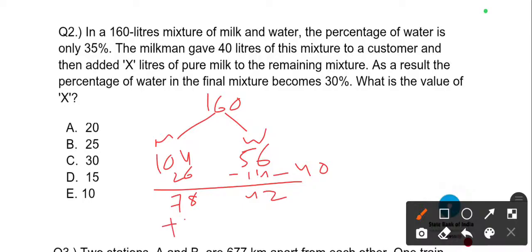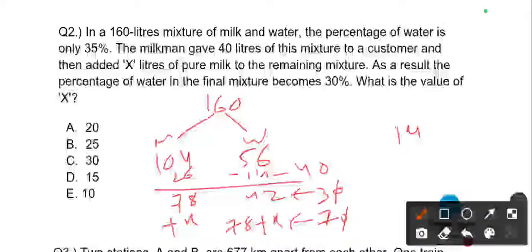Some liters of pure milk are added. This is 30 parts. So 70 parts value will be 78 plus X. 0 0 cancel, 3 1 times 3 and 3 4 times.